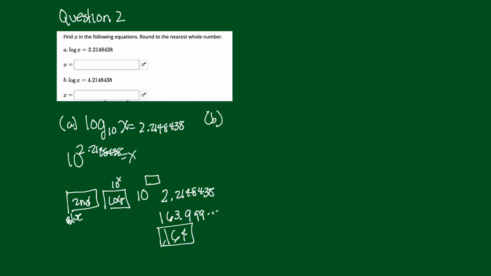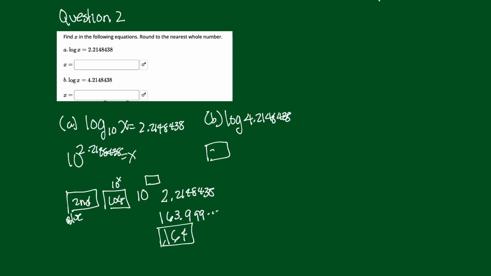Part B is similar, but now what we're doing is we're finding the log of not 2.214 and so on, but 4.2148438. Now, the difference is the first one was 2 point something, second one is 4 point something. Can you guess what it's going to be?